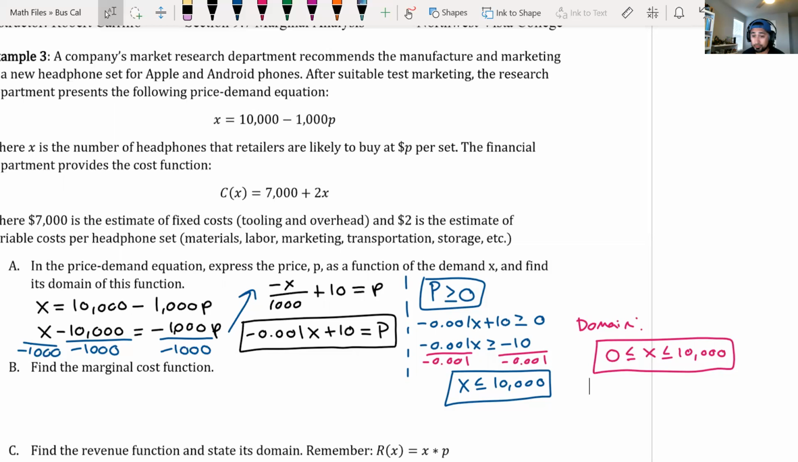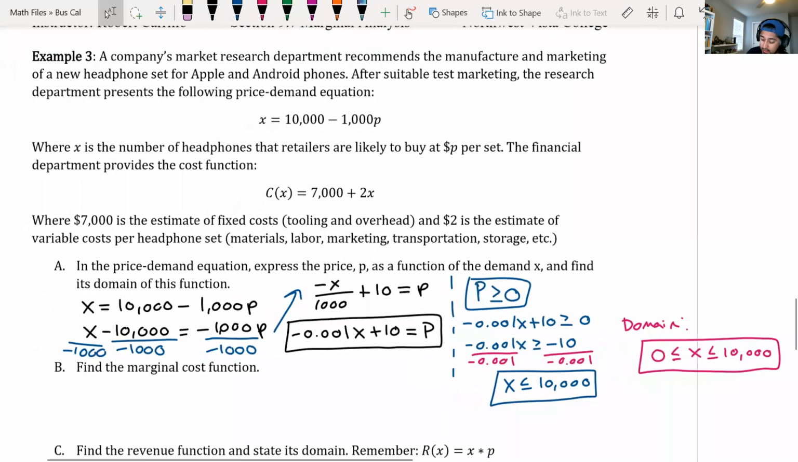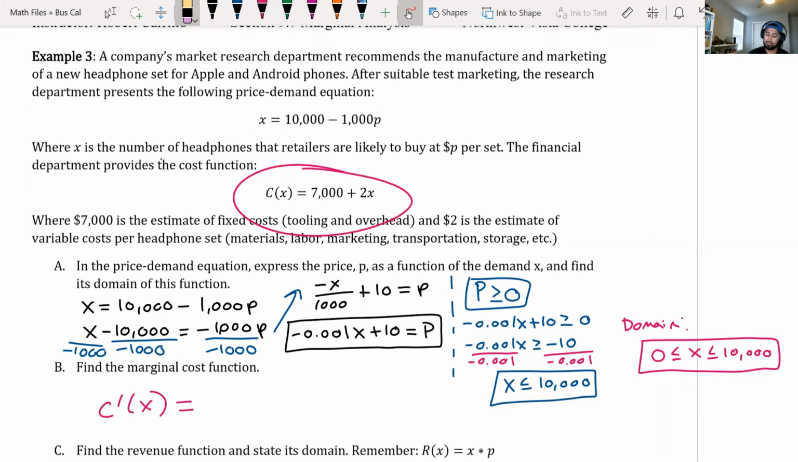All right. So B. B says, find the marginal cost function. This one is simple because they give us the cost function, and all we have to do is take the derivative of it. So what is the derivative of this cost function? What's the derivative of 7,000? Isn't it just 0?